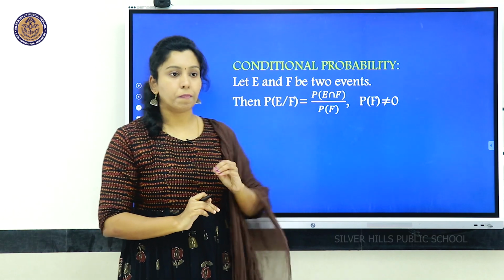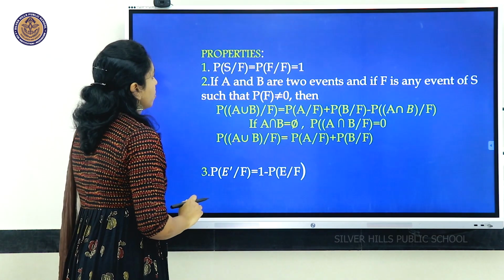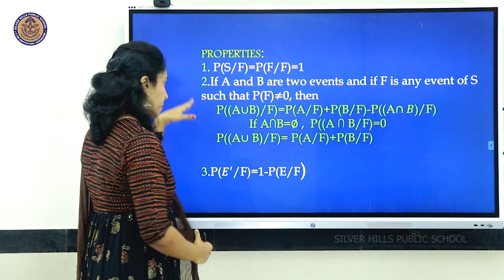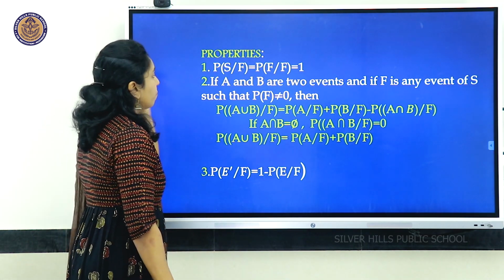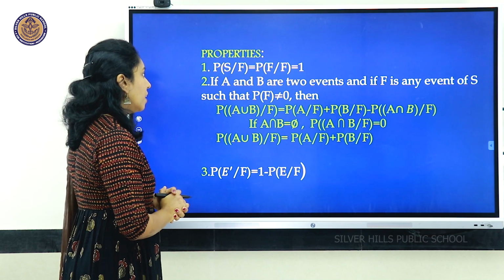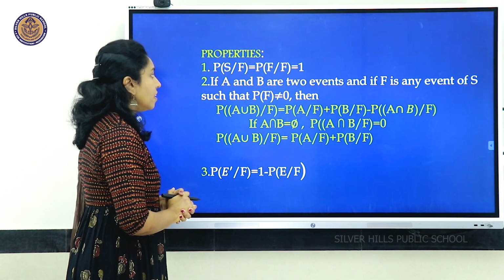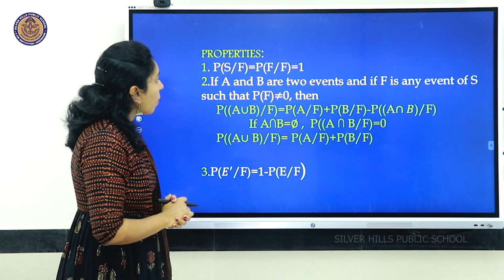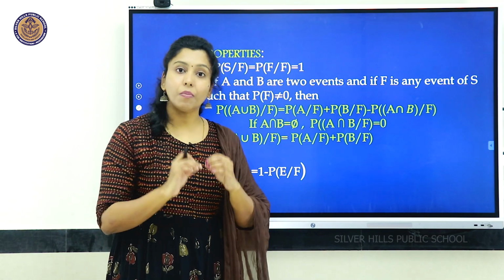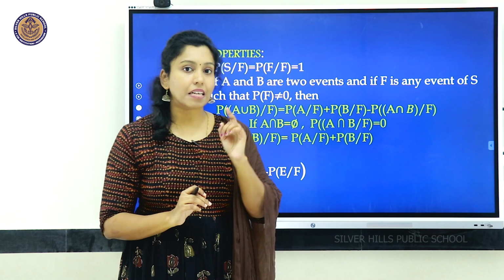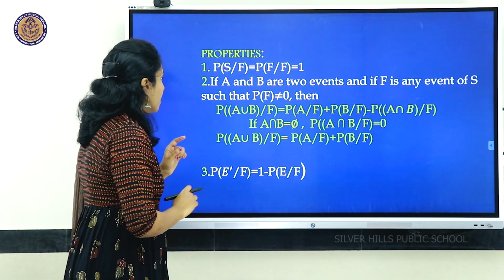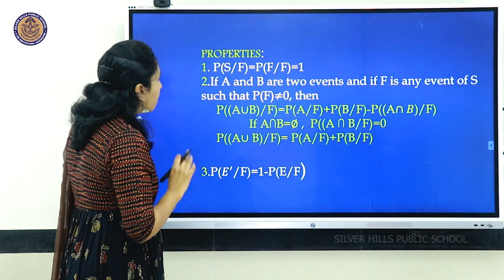Now there are some properties related to conditional probability. Three main properties are there. Let's see how we can prove these. Look at the first property. What is said here? Probability of S given F is equal to probability of F given F is equal to 1. What is S here? S is the sample space. Now let's check, children, how we can prove this result.